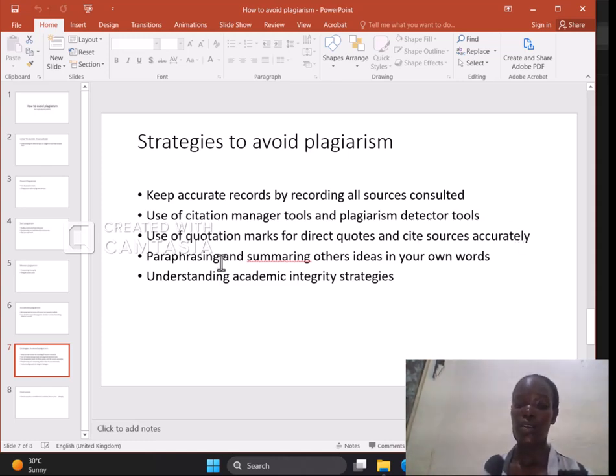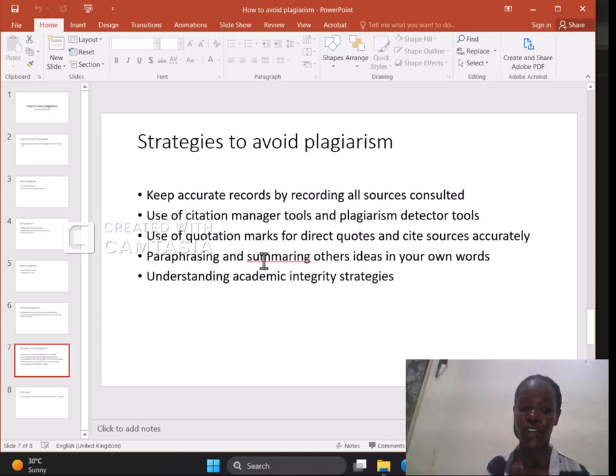This is mainly for direct plagiarism. You have to use quotation marks because you're writing someone's words. You're not changing anything in their work. You're copying the words exactly the way they were written by the owner. Meaning, if you want to avoid direct plagiarism, you have to use quotation marks to show someone that these words that are in quotes were not my words. So that is a main strategy for direct plagiarism.